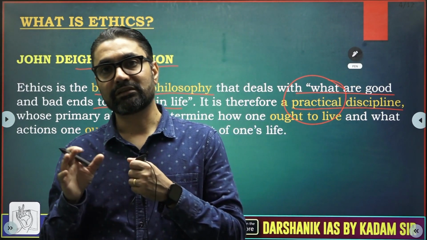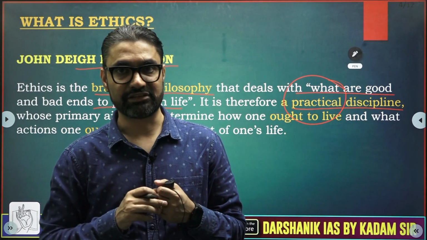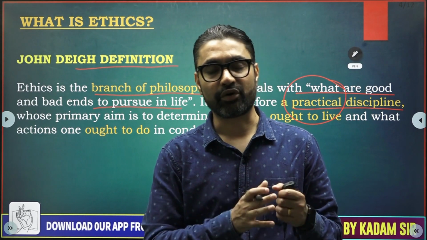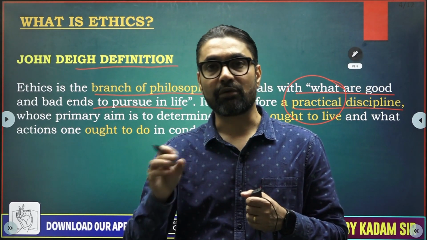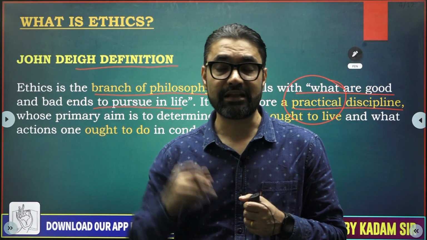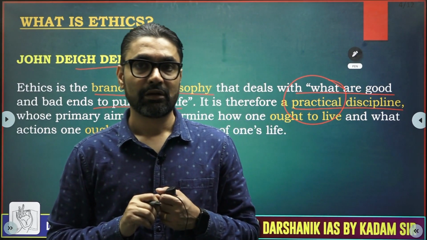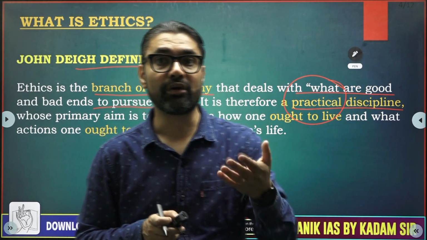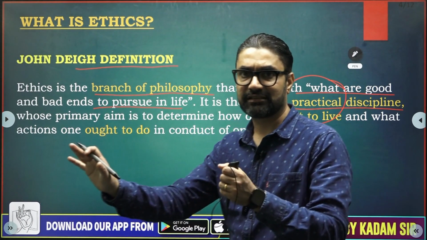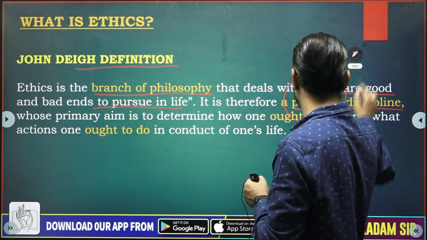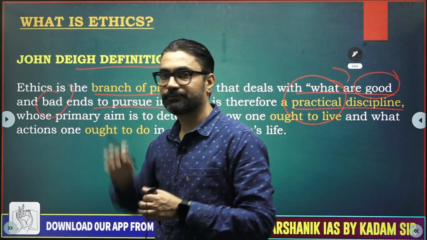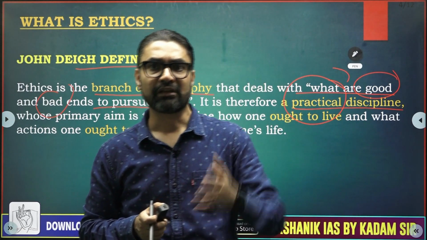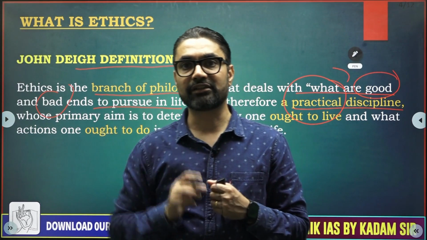See, there is a theoretical physics and there is a practical physics. If we know how an electron moves, that's theoretical physics, but using that electron, producing electricity or producing a light bulb, that is the practical physics. In the same way, in ethics, if you only debate about things like what are good and bad ends to pursue in life, we discussed that these are the good ends to pursue in life, these are the bad ends to pursue in life.